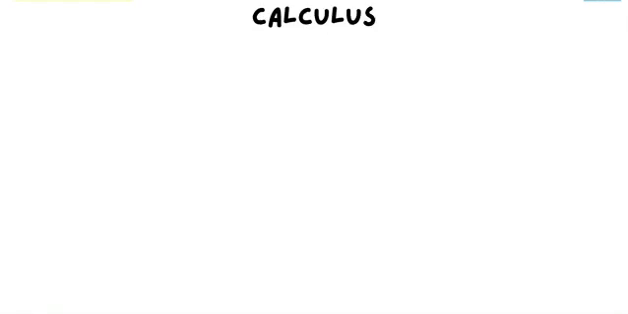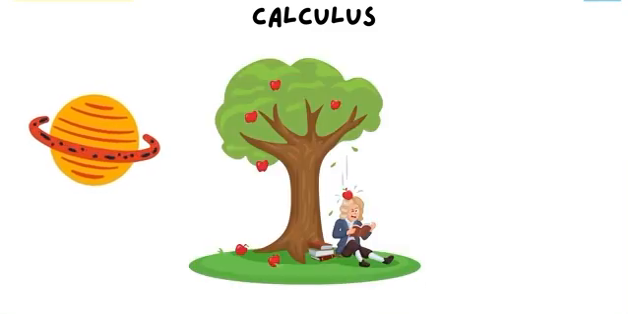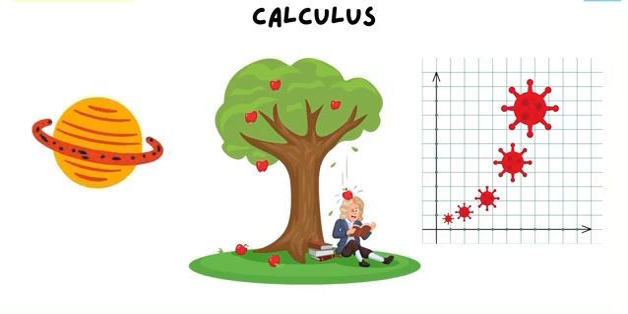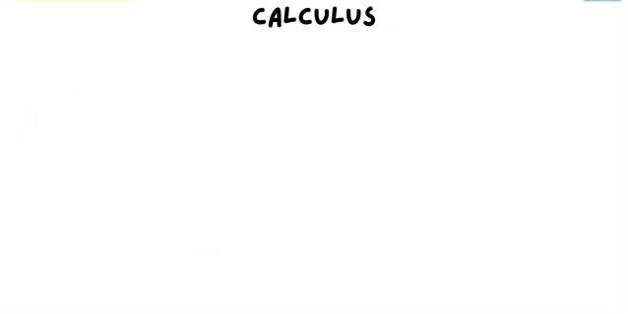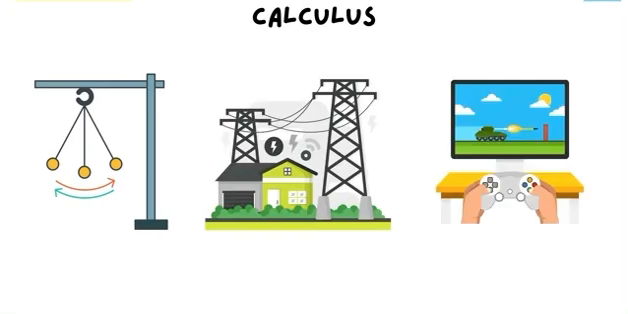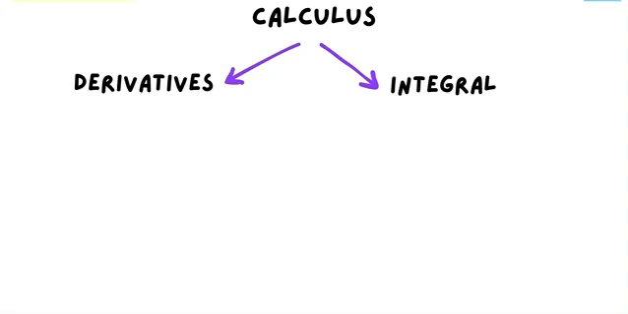Next up, we have calculus. Ever wondered how we predict the movement of planets, the speed of a falling object, or even how fast a disease spreads? That's calculus. Without calculus, we wouldn't have physics, engineering, or even computer graphics for video games. Calculus splits into 2 big ideas: derivatives and integrals.